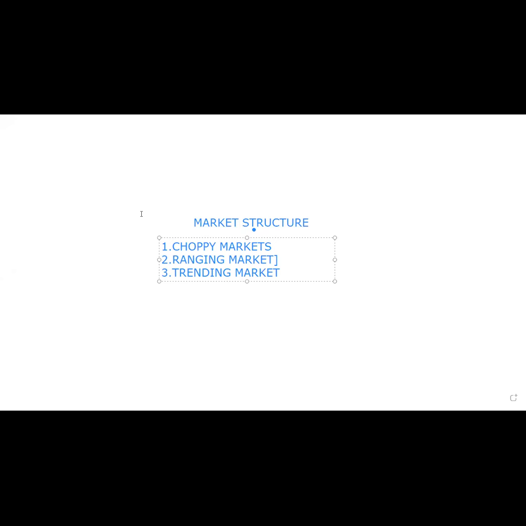Remember I said we're talking about market structure and we have three types of markets: choppy market, ranging market, and trending markets. So now the explanation I'm giving is on choppy markets. A choppy market, as the name implies, is a market that has no clear direction. The chart is always noisy, and you can't tell if the market is trending or not. Full stop.